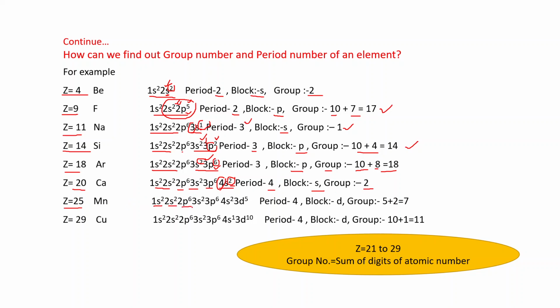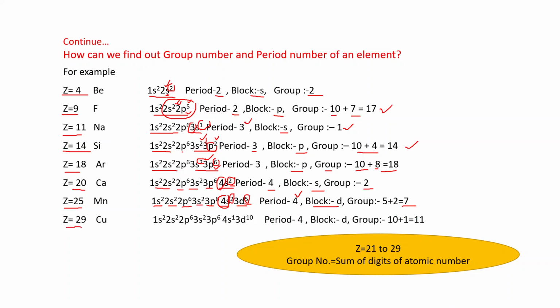Z is equal to 25: 1s2, 2s2, 2p6, 3s2, 3p6, 4s2, and after 4s2 the electron enters 3d, that is 3d5. Now the period is the principal quantum number of the outermost shell. In this case the outermost shell is the 4th shell, that's why the period is 4. The last electron enters the d subshell, that's why this is a d block element. How can we find the group number for a d block element? The number of electrons present in the (n-1)d and ns subshells. So this is 5 plus 2, that is 7.